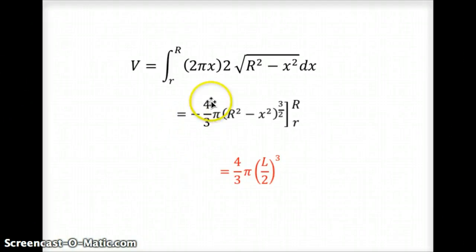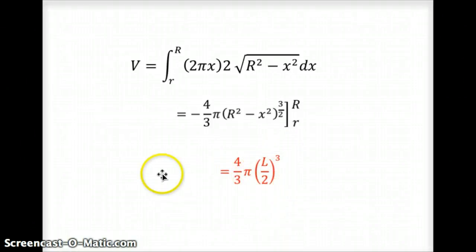Now this equals negative 4/3 pi (big R squared minus x squared) to the 3/2, in the bounds from little r to big R. So when you substitute in big R and little r for the x values, you will get 0 and the remaining term, then you have to substitute back in L over 2 for the big R, and you get 4/3 pi (L over 2) cubed.